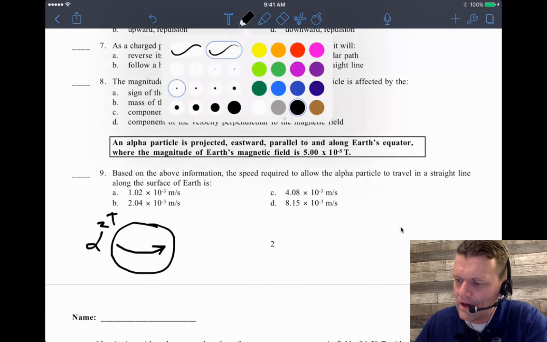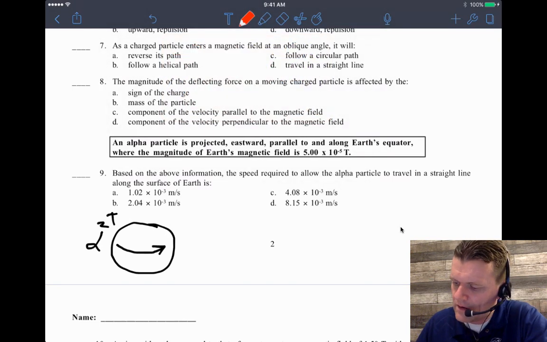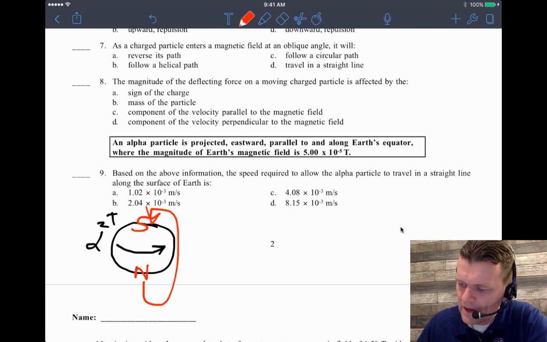What you have to catch from this is the Earth has a magnetic north pole at the geographic south, and a magnetic south pole at the geographic north pole. So that means that for the Earth, the magnetic field goes from north to south like this. And it happens on both sides, obviously.